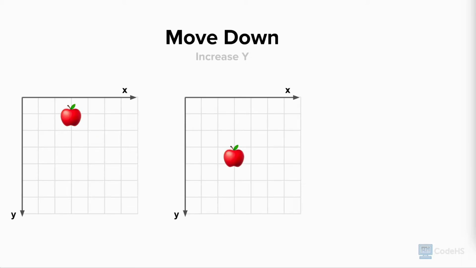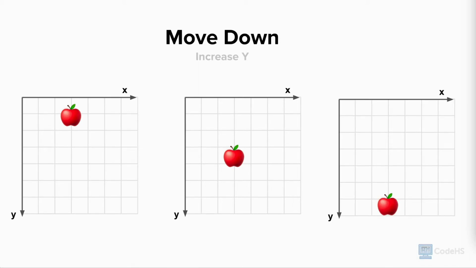For example, consider the sketch of the apple. To create a downward motion, the Y position is increased for any shape that is part of the apple. This happens repeatedly until the apple reaches the bottom of the canvas.